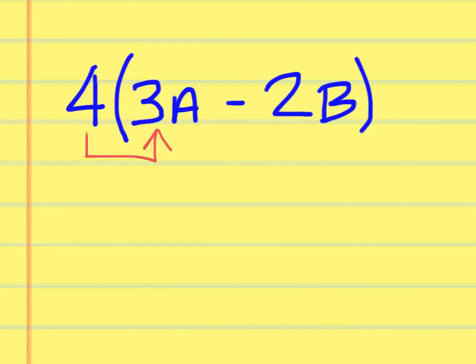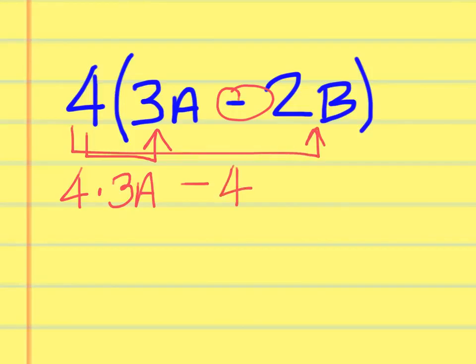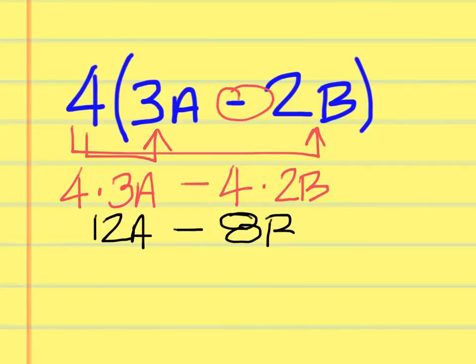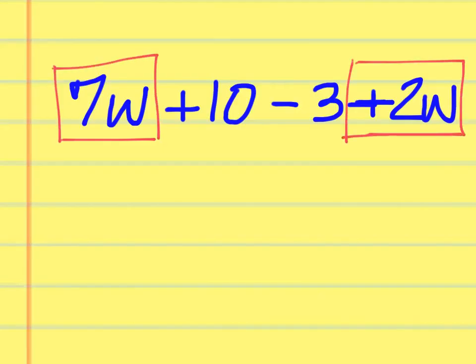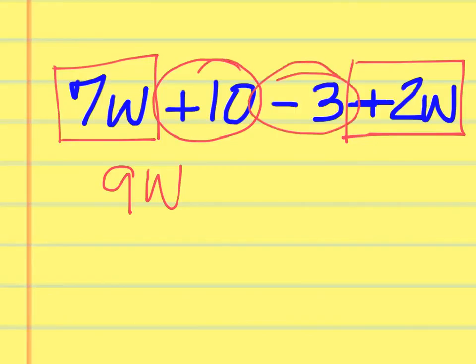Multiply 4 times 3a. Keep your minus sign. Multiply 4 times 2b. And come up with 12a minus 8b. I have two w's in here that I can simplify. 7w plus 2w is 9w. And then I have 10 minus 3, which is a positive 7. 9w plus 7.